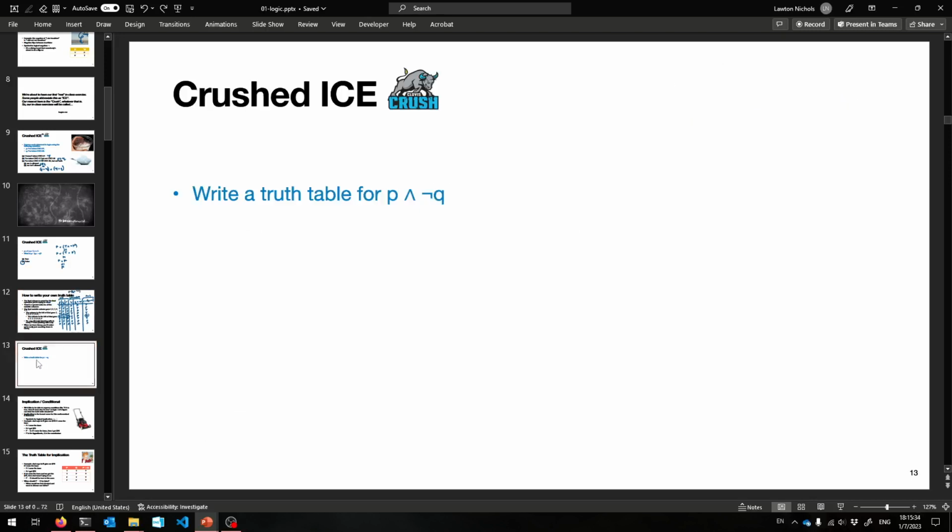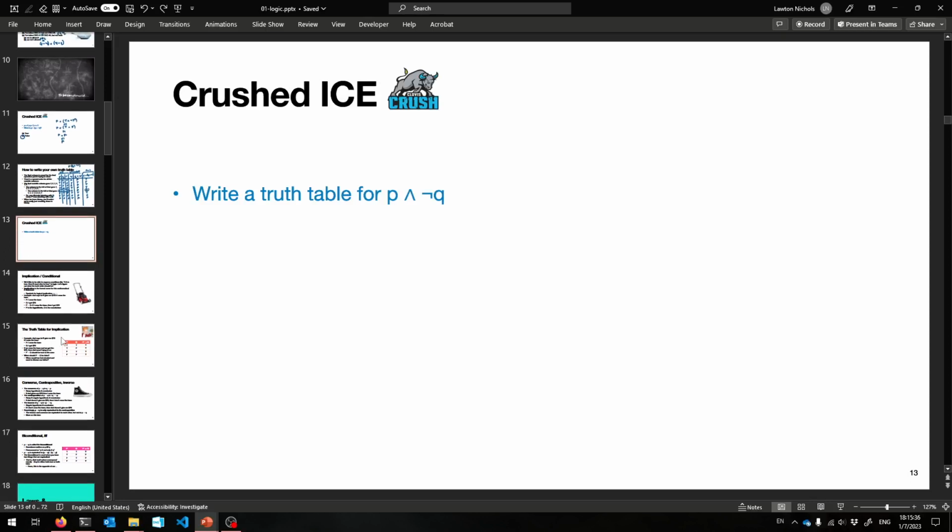And assuming you gave it a good try, here's how you do it. So you got 2 variables in this, right? P and Q. So what could be P? What could be Q? You got the 2 options. So first of all, remember the pattern, right? It's true, false, true, false. And this will be true, true, false, false.